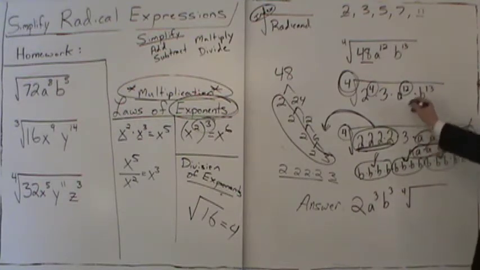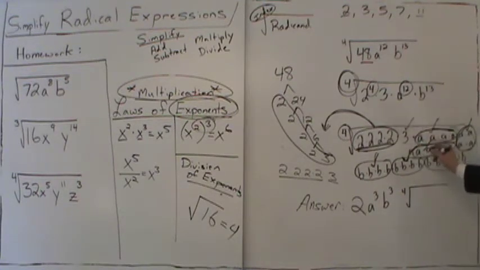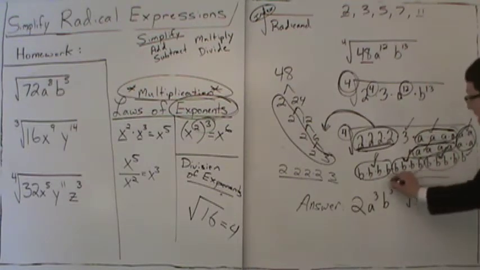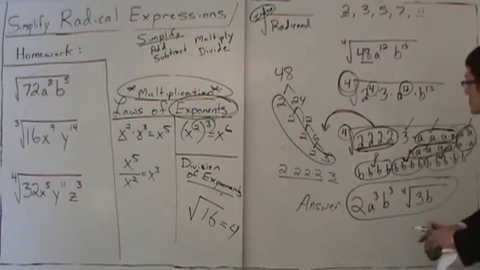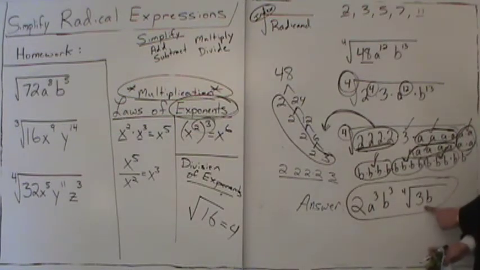Okay, so notice we did not have a group of 4 3's. We have an extra 3. So put the 3 back underneath the radical. And we have an extra B. Since we circled 12 B's, there's an extra B left over. Put the B underneath the radical, and this is your final answer. So what remains, whatever is not circled, remains underneath the radical.